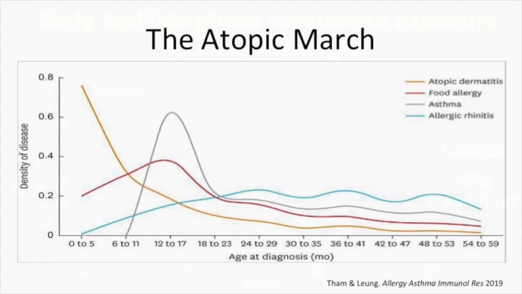The principle of the atopic march is now well established, and so for patients with early onset atopic disease, what we see is that they typically start off with atopic dermatitis at a very young age in the first year of life, then develop food allergy. In our country it's typically egg or milk. Shortly after that you begin to see the onset of rhinitis, and then from mid-childhood onwards the development of allergic asthma.